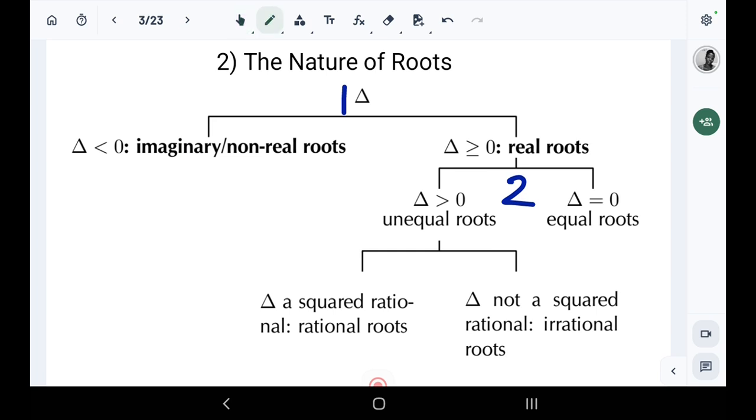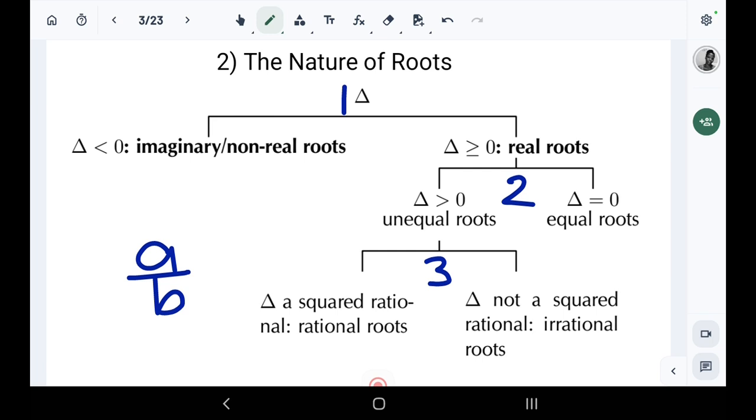You decide whether these unequal roots are rational or irrational. And how do we do that? If your roots are rational, then your discriminant will be a perfect square. Now that perfect square can be a whole number or it can be a rational number. A rational number is any number that you can write as a over b. In other words, an integer over another integer.